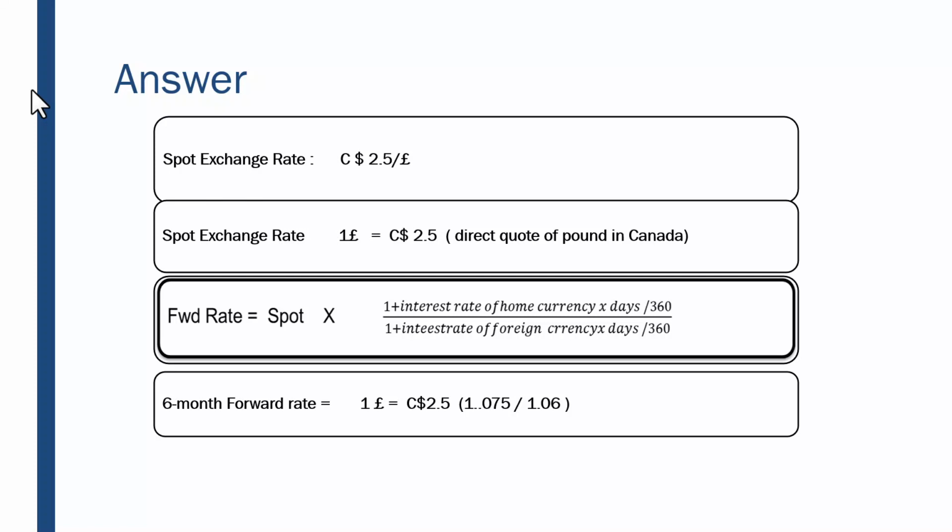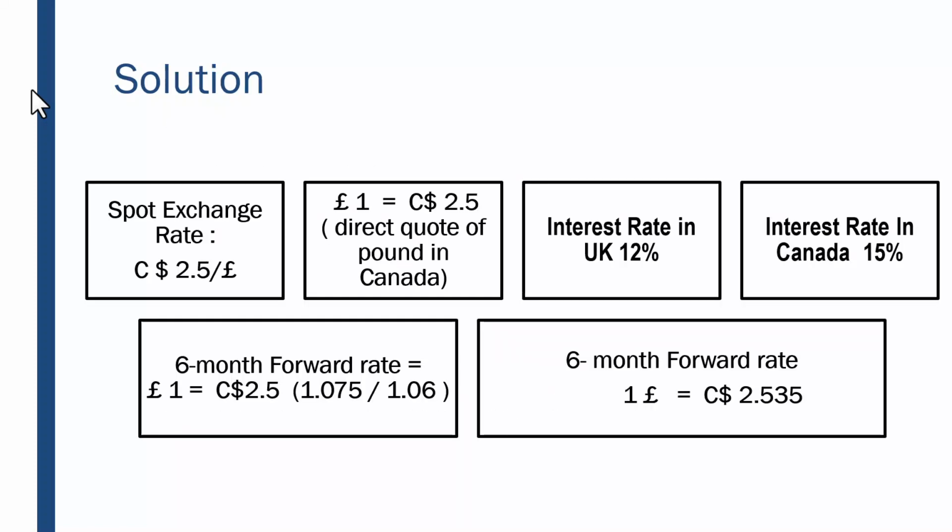Okay. So if I arrive at the forward rate of 1 pound, then I will do this for 1 year. But since I want to do it for 6 months, I will divide this by 6 and this by 6. So this is written as 0.075 and 0.06. Okay. So what I have done, 1 pound is equal to Canadian dollar 2.5 into 1.075 divided by 1.06, because I am interested to find the 6 months forward rate, not the 1 year forward rate, isn't it?